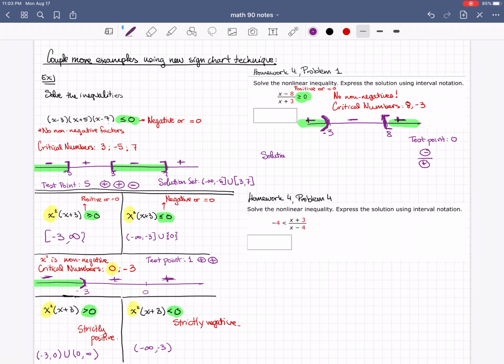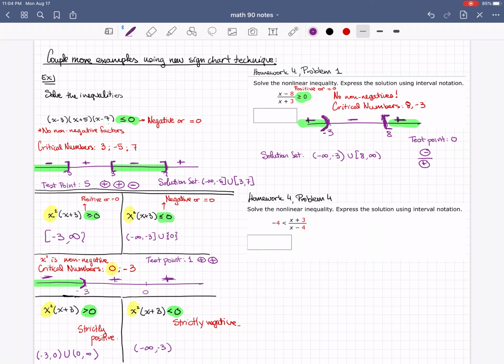All real numbers to the left of -3. So that's from -infinity to -3, but not including -3. And then all the real numbers from 8 onward. All right, so be careful with that interval notation piece.